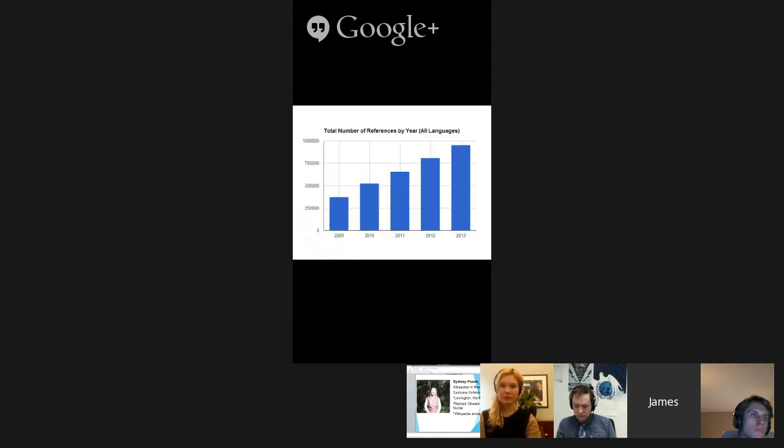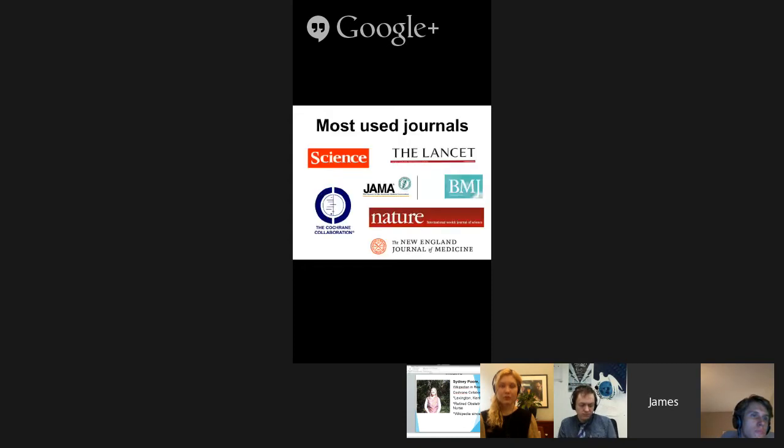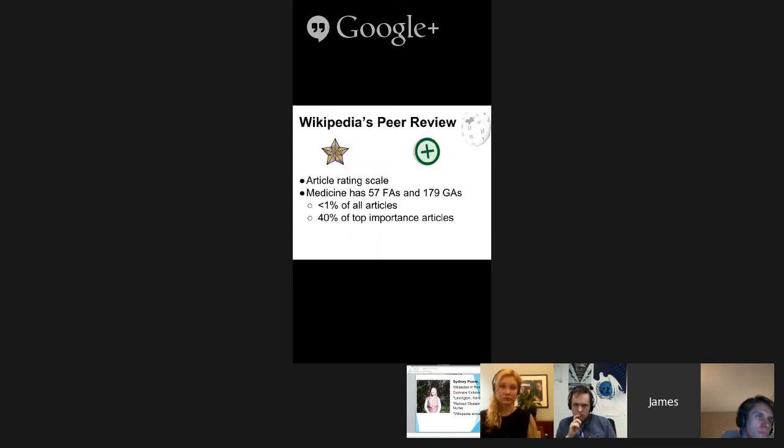Now, an encouraging finding since 2009, we looked at the total number of references supporting Wikipedia's medical content, and we have found that the total number of references has nearly tripled between 2009 and 2013, and Wikipedia is almost supported by 1 million references back at the end of 2013. What are our most used sources? What we find is, our most used sources for journals are the world's most respected journals, so that's encouraging as well. Wikipedia does have a semi-formal peer review process.